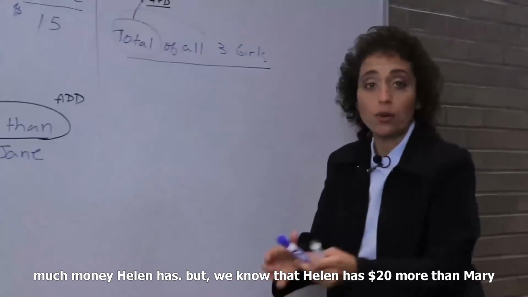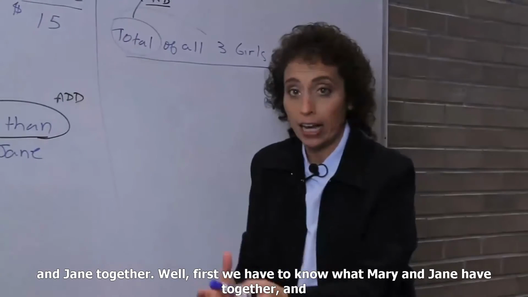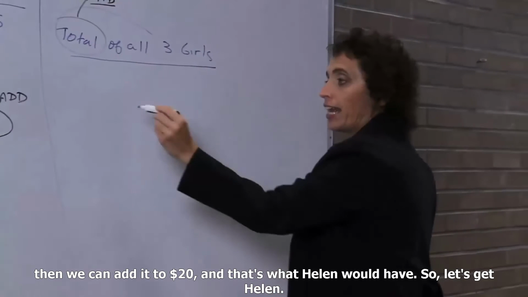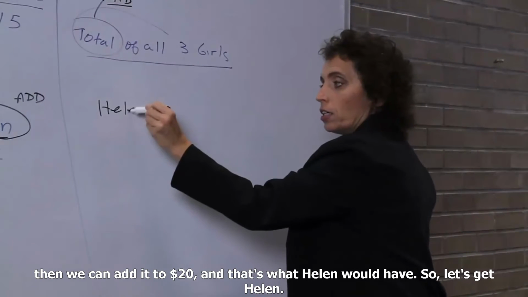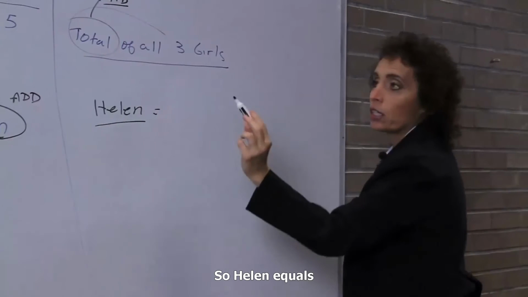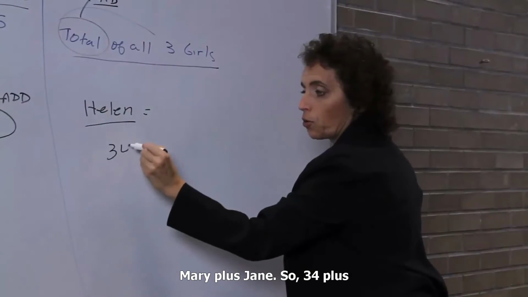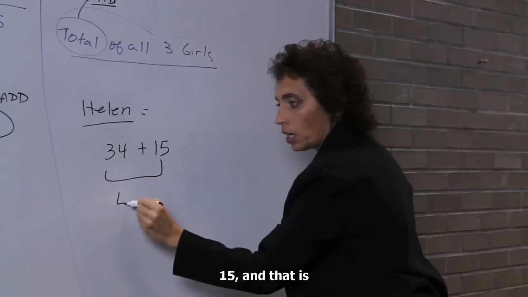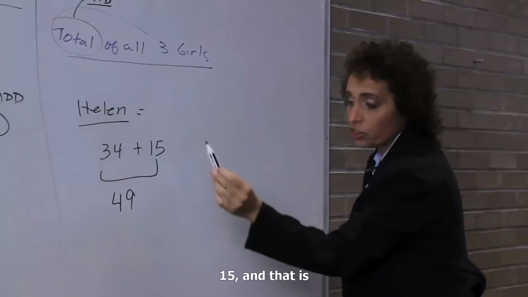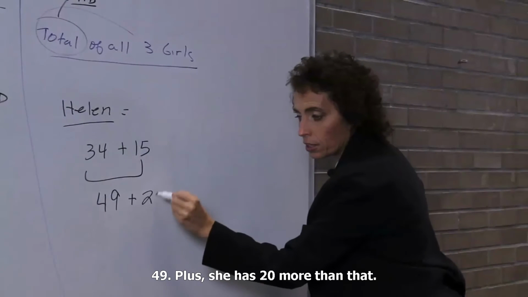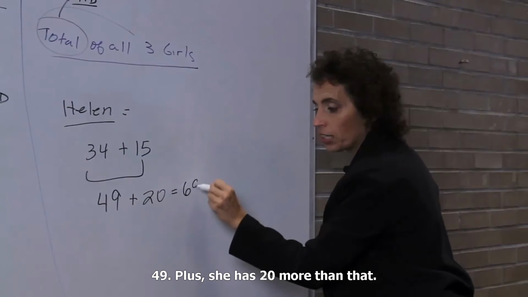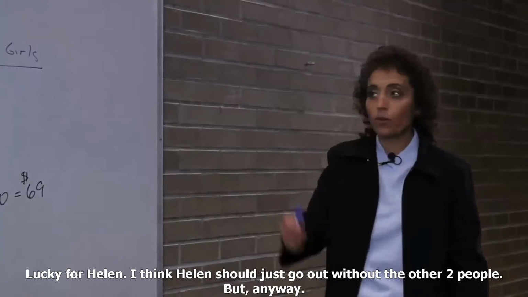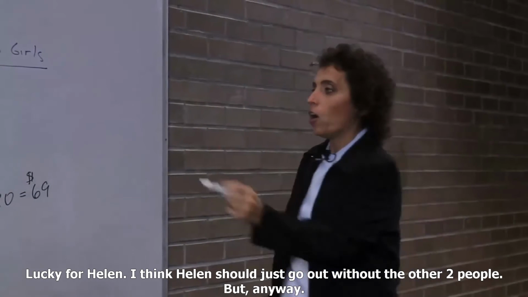But we know Helen has $20 more than Mary and Jane together. Well, first we have to know what Mary and Jane have together, and then we could add it to $20, and that's what Helen would have. So let's get Helen's. So Helen equals Mary plus Jane, so 34 plus 15, and that is 49, plus she has 20 more than that. So Helen has $69 by herself. Lucky for Helen. I think Helen should just go out without the other two people.